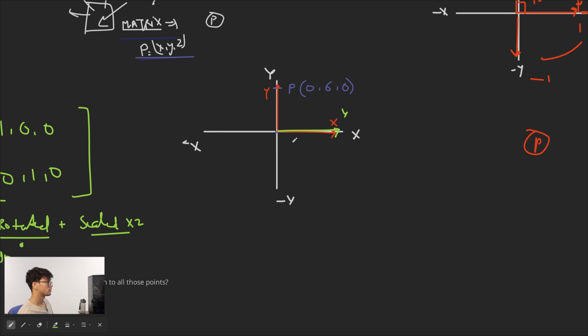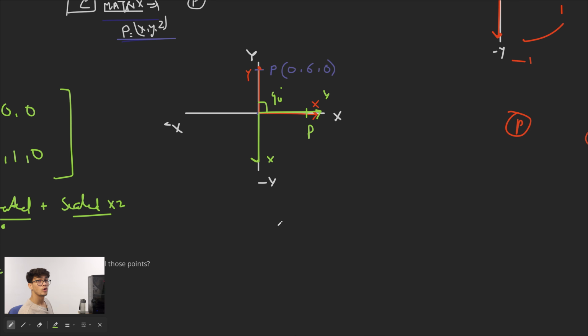Y will be here and our x will be here, and we are rotating it 90 degrees, and this point position P will be here, right? What would be its new matrix? Let's visualize. We have x, we have y, and this is our new matrix. So it has moved from this to this.